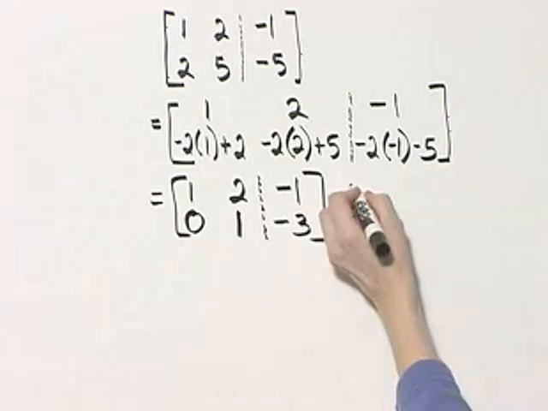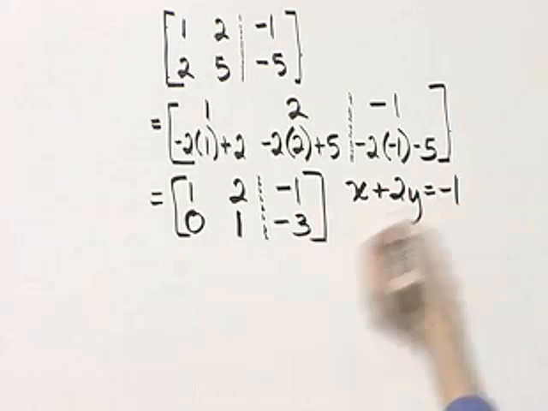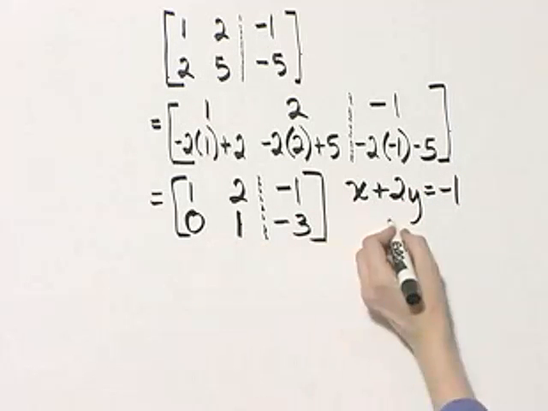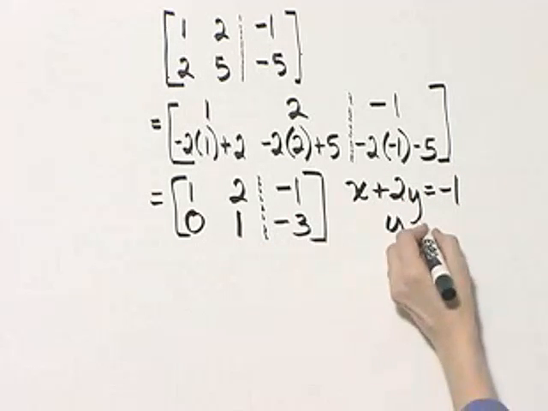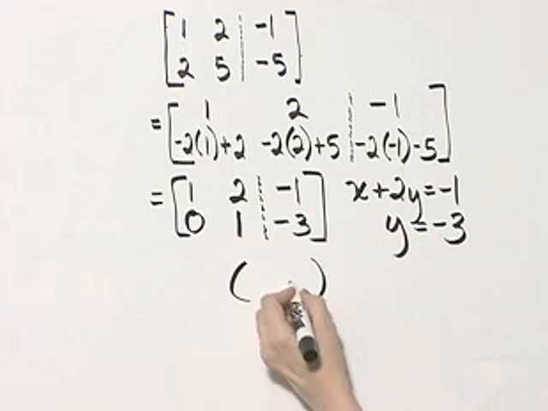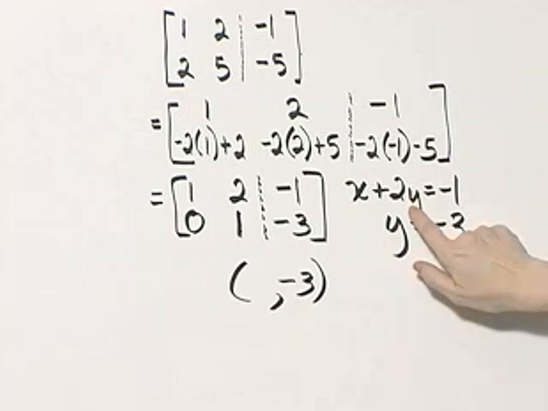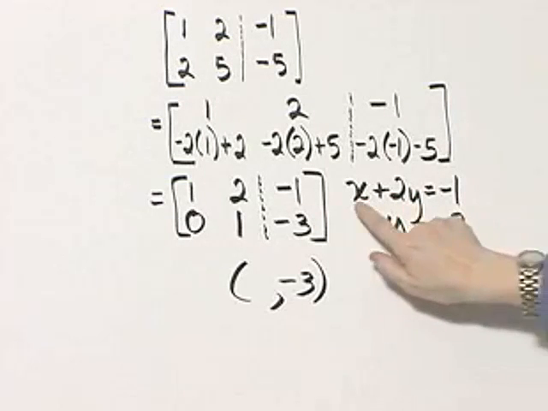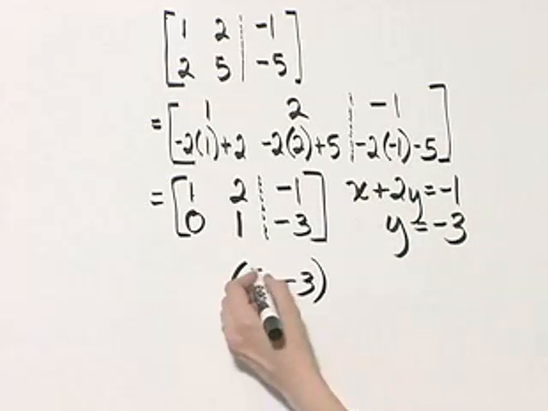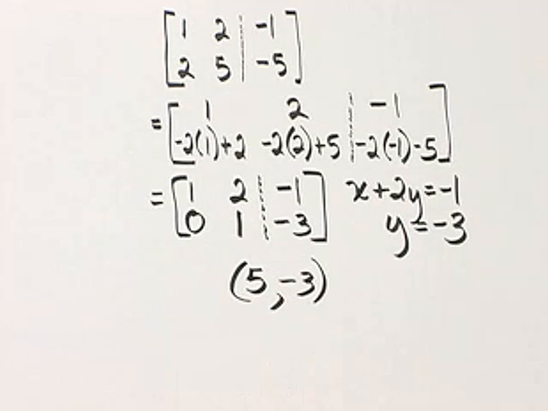equations. This is x plus 2y is -1, and this is 0x plus y, so y is equal to -3. And notice what happens here. You can already see the y value of the ordered pair solution. How can you get the x value? Let y be -3 here, solve for x, and you'll find that x is 5. This is the ordered pair solution of the system.